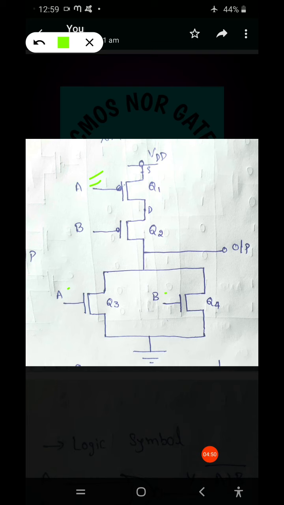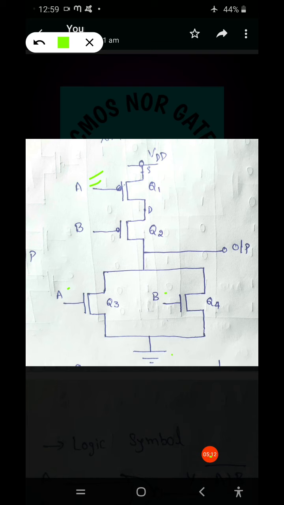So with two inputs, we have four possible conditions. That is, 0 0, 0 1, 1 0, and 1 1. Four possible conditions. Now we'll check. We apply those inputs to this CMOS NOR gate.